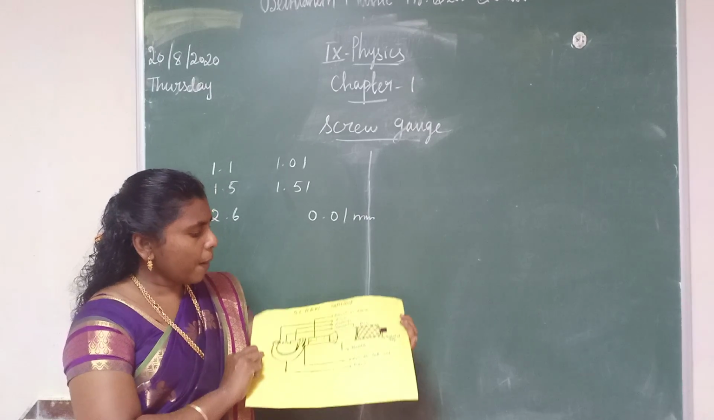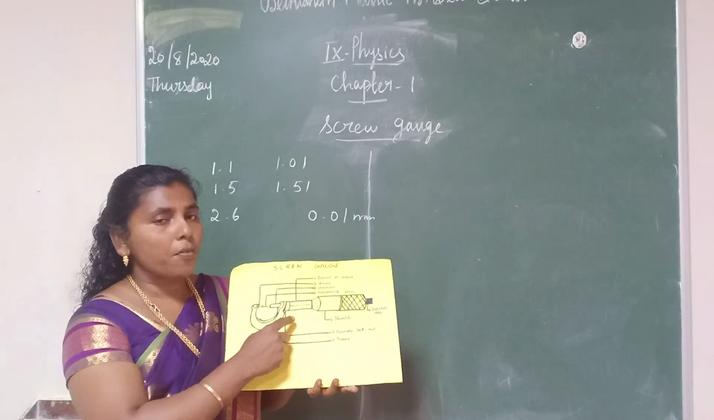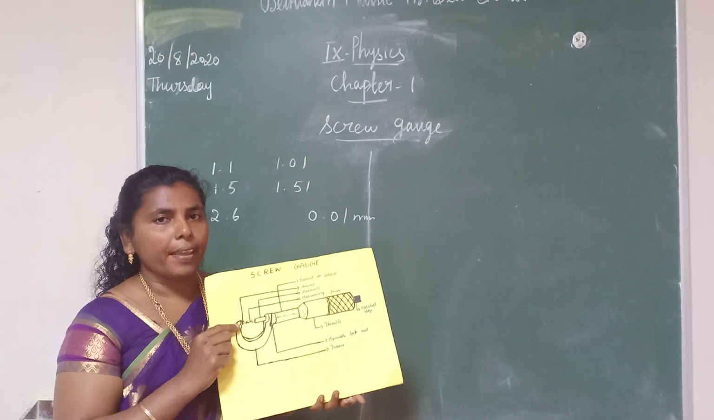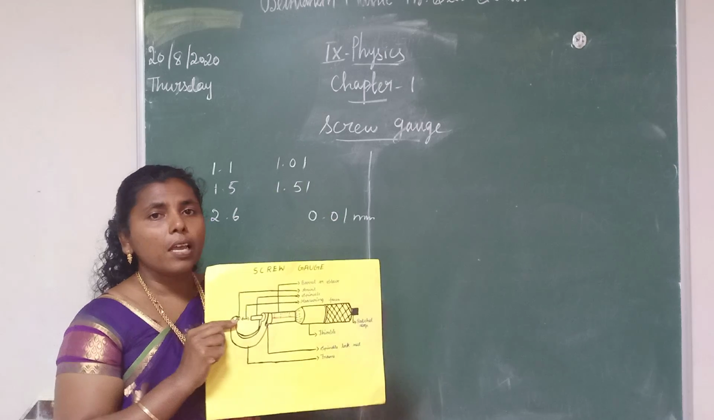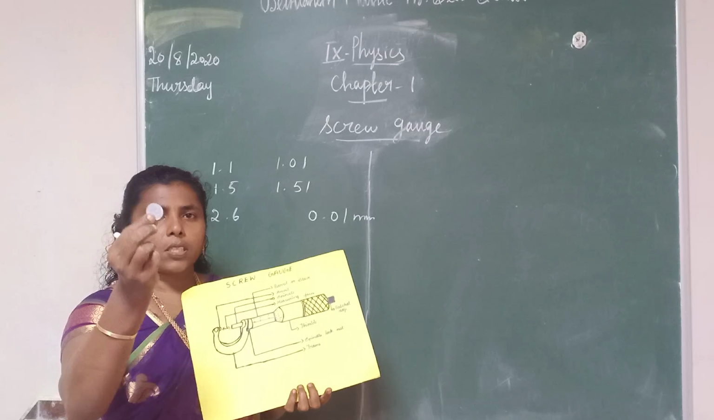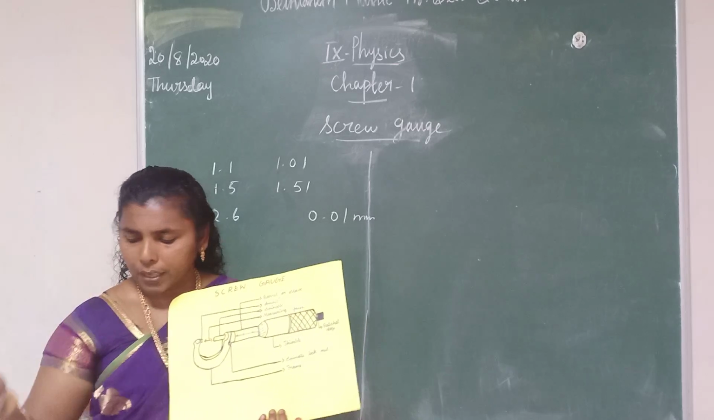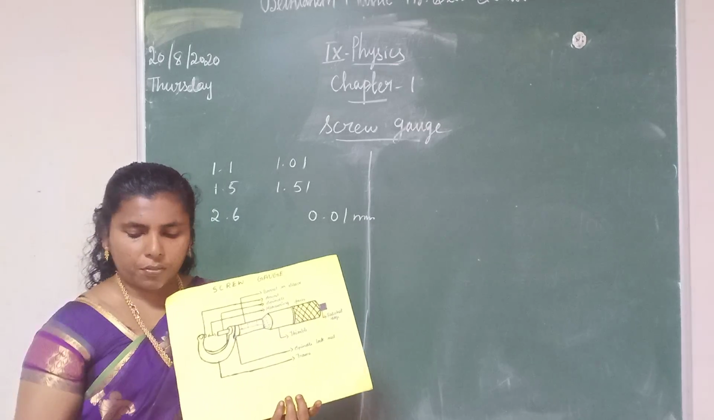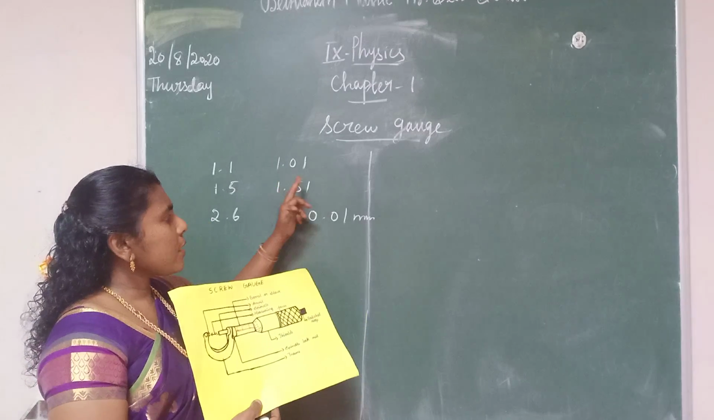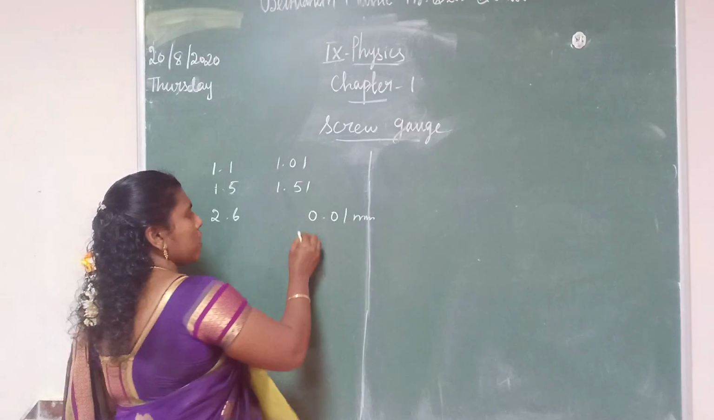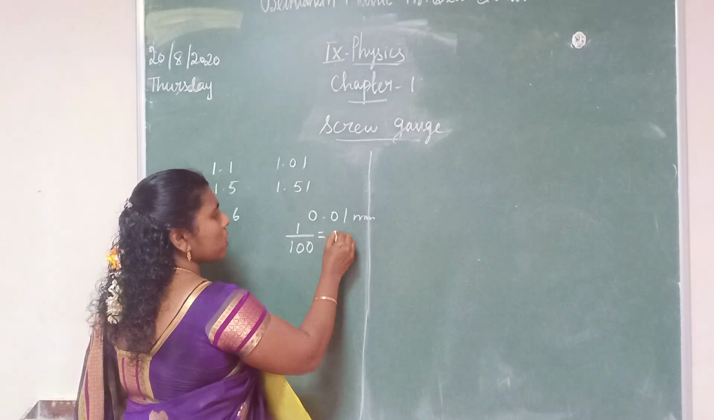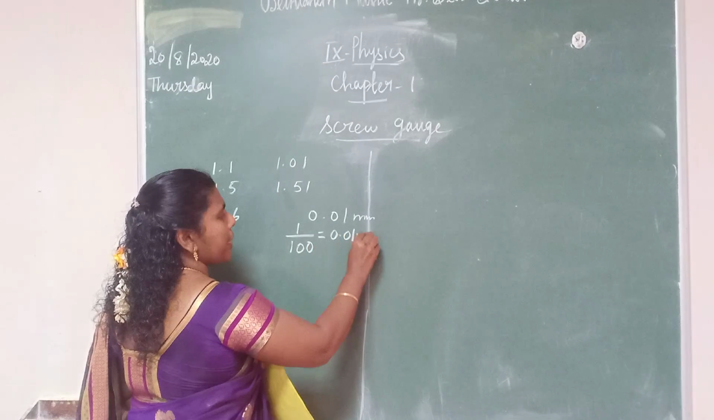Now listen here, there is the diagram of the screw gauge. By using the screw gauge we can find the thickness of a thin wire, or the diameter of a 1 rupee coin or any coin, or thin metal plates. So what is the least count of the screw gauge? That is 1 divided by 100, a very small measurement, 0.01 millimeter.